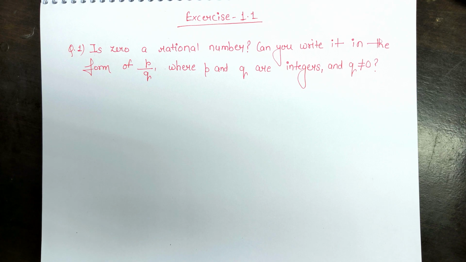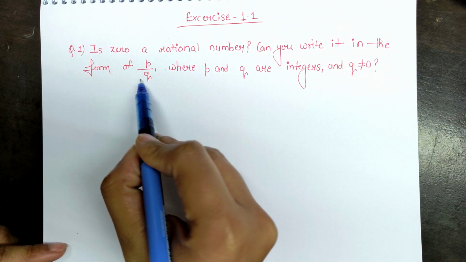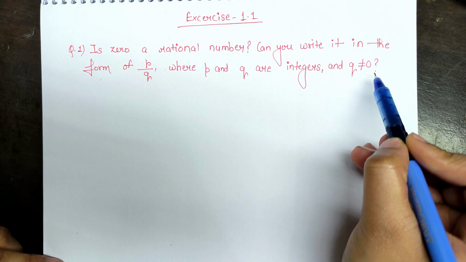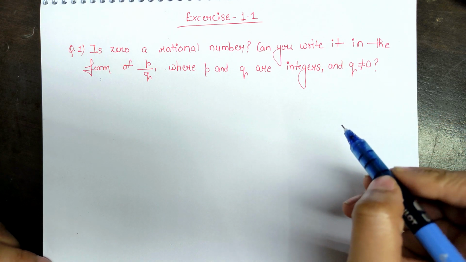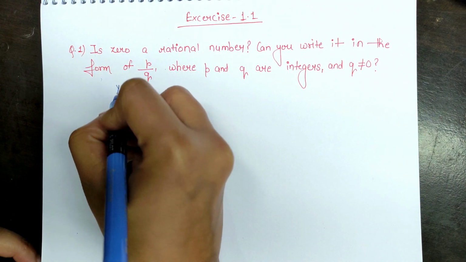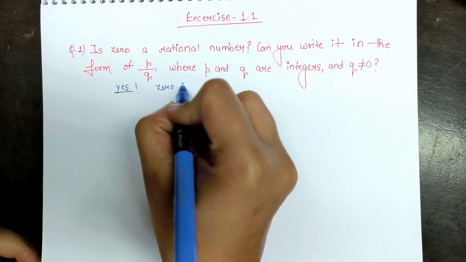Exercise 1.1, in which the very first question is: Is zero a rational number? Can you write it in the form of p by q where p and q are integers and q is not equal to 0? So this is the definition. This part, p by q where p and q are integers and q is not equal to 0, is the definition for the rational number. So the answer for the question is yes, 0 is a rational number.